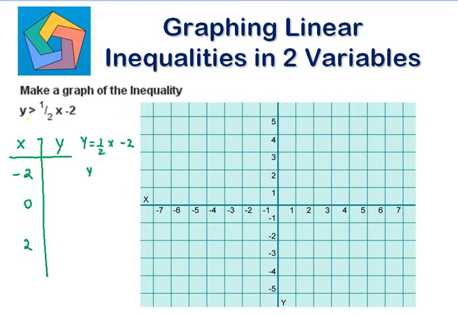So for minus 2 it will be 1 by 2 times minus 2, minus 2, that is minus 1 minus 2, minus 3. For 0, minus 2. For 2 it will be 1 minus 2, that's minus 1. So let's plot the points. Minus 2, minus 3, 0, minus 2, 2, minus 1. Join.